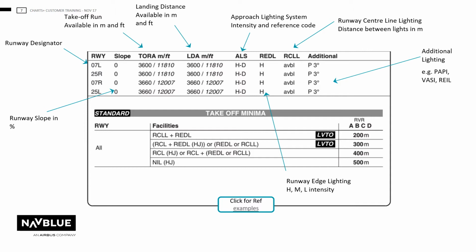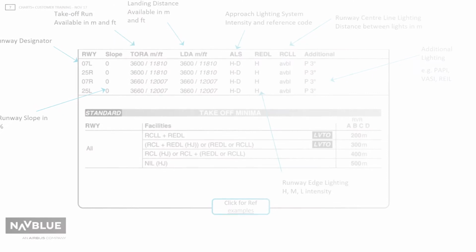Approach lighting system showing highest intensity, high, medium or low, followed by a reference code letter related to the approach lighting configuration. If detail is not published, the abbreviation AVBL, available, will be inserted. Here are some examples of ICAO and FAA approach lighting reference codes and how they would be presented on the chart. Please familiarise yourself with the different lighting.